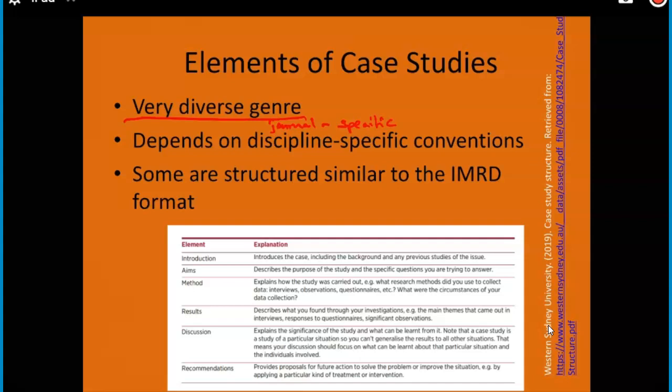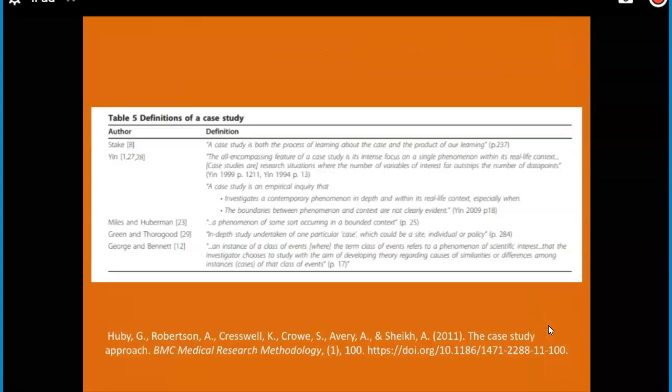But what you find a lot is something that looks similar to the IMRAD format. So you have an introduction with aims, a method section, a results section, a discussion section, a recommendation section, right? So the case study, of all the genres discussed in this week, is probably the closest to the IMRAD in terms of a qualitative research design. Again, I said earlier, quantitative elements can be part of a case study, but traditionally they tend to be more qualitative.